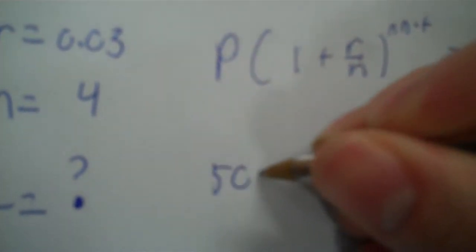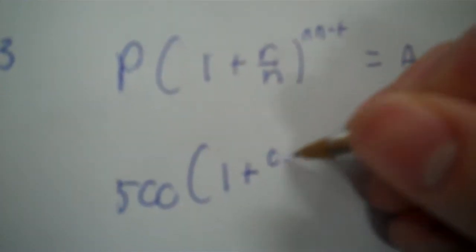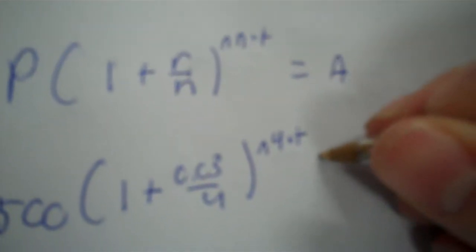So sometimes you're finding different variables, okay? So P, 500. 1 plus R, 0.03 divided by 4. And then N is 4. Now we don't know T, so that's T. And then the A is 1,000.